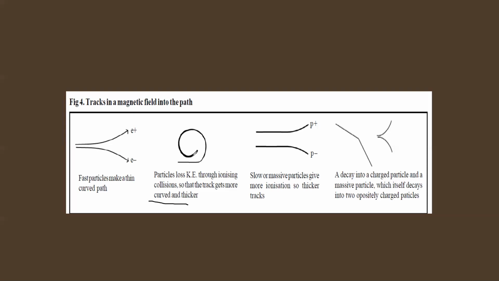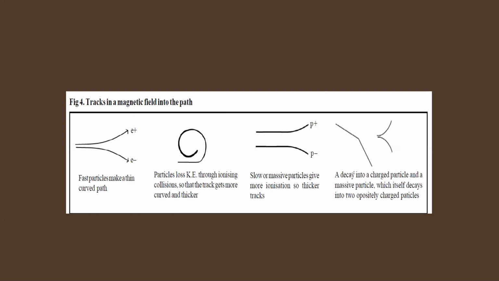And why is it getting thicker? Because the particle is continuously losing its energy at a greater rate. That's why the track is getting thicker. If it is a slow and massive particle, this will give more ionization, so a thicker track will be there.